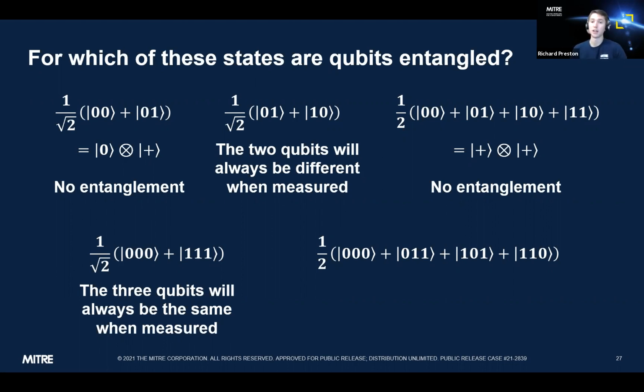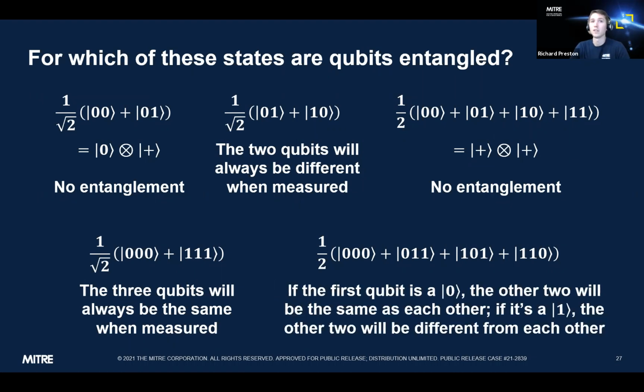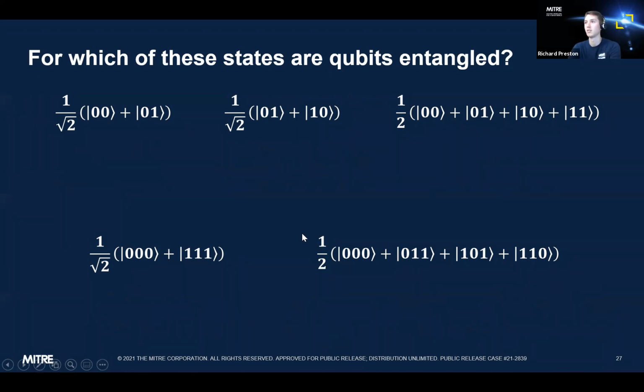So these qubits are entangled, maybe in a slightly more nuanced way than some of these other examples, but yes, there's entanglement here. If the first qubit is a 0, the other 2 will be the same as each other. If it's a 1, the other 2 will be different from each other. So if we measure the first qubit to be 0, we're in this land here, and if it's a 1, we're in this land: 0, 0 plus 1, 1 versus 0, 1 plus 1, 0. If we measure it to be a 1, it's like this guy, and if we measure the first qubit to be 0, we're like this guy.